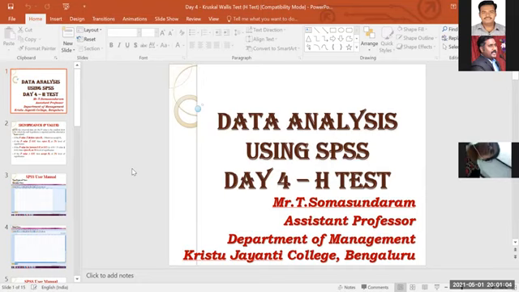But in the Kruskal Wallis H test, we are going to measure the same thing. If you have more than two factors, or more than two populations, in that situation you can use the Kruskal Wallis H test. And one more thing you can ask, sir, the same thing we can also do with ANOVA.